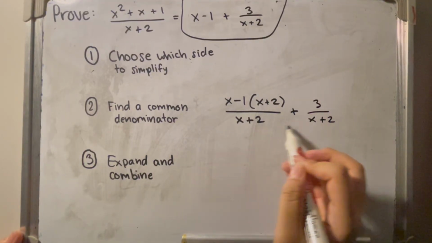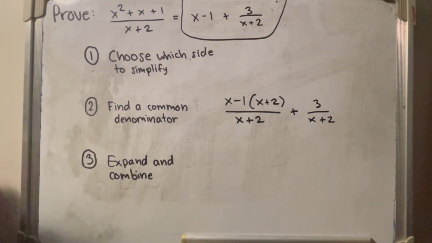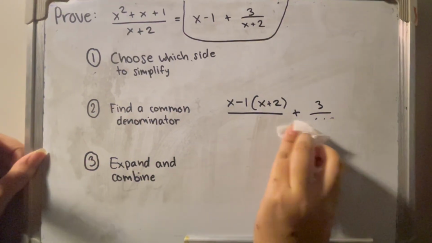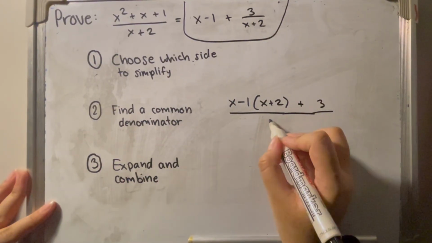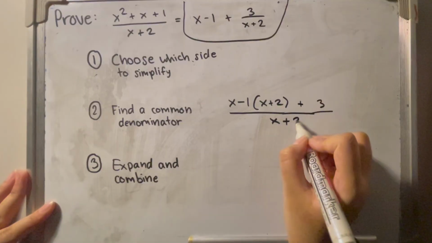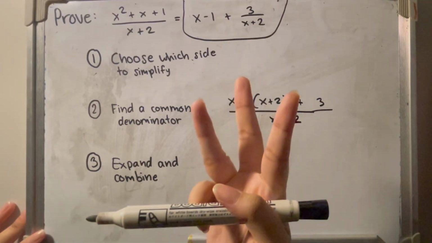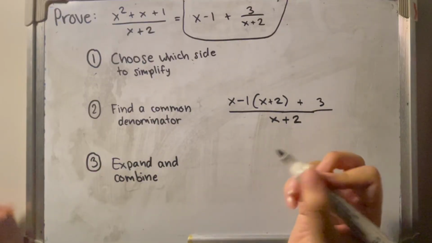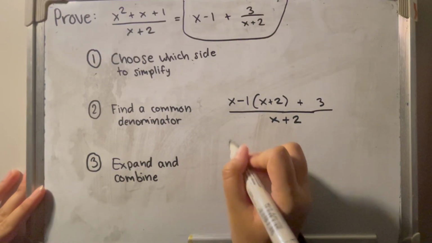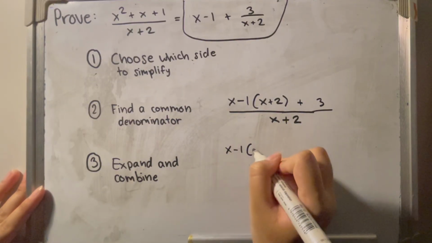Now as you can see, both of them now have the same denominator, and you can actually just combine them into a single denominator instead of separating it like this. Just like that. Now this has become x plus 2. So now the third step is to expand and combine. As you can see here, we can expand the top by using the FOIL method. So let's just rewrite that.